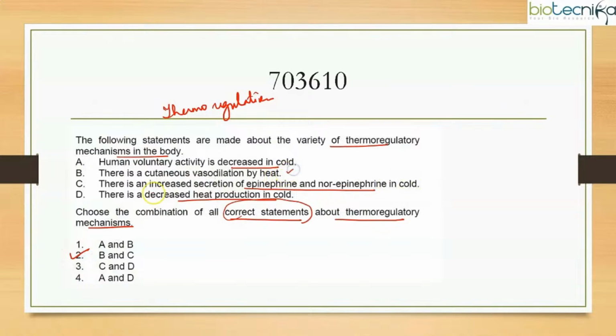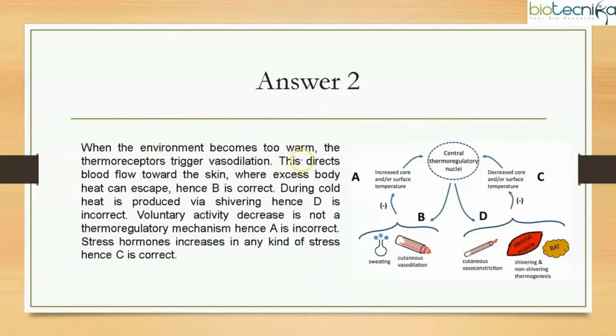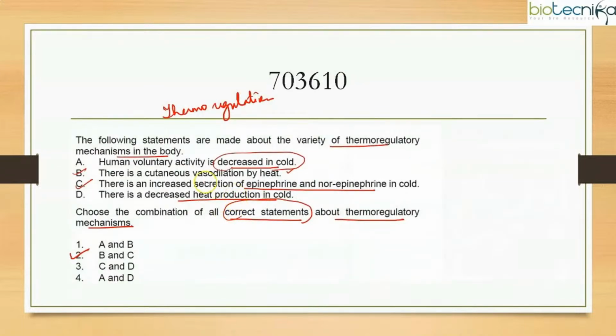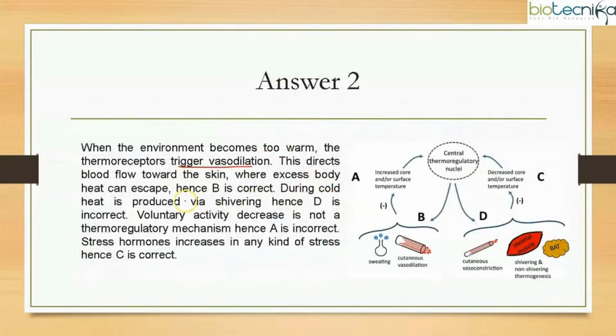B and C are the correct statements over here. So what it says, human voluntary activity is decreased in cold. When the environment becomes too warm, thermoreceptors trigger vasodilation. So this is about the statement where there is a cutaneous vasodilation by heat. This is correct because whenever the body temperature increases, there will be vasodilation, so that more heat goes towards the peripheral parts of the body. As a result, the heat is dissipated, released to the environment. So B is correct, and this directs blood flow towards the skin where excess body heat can escape.